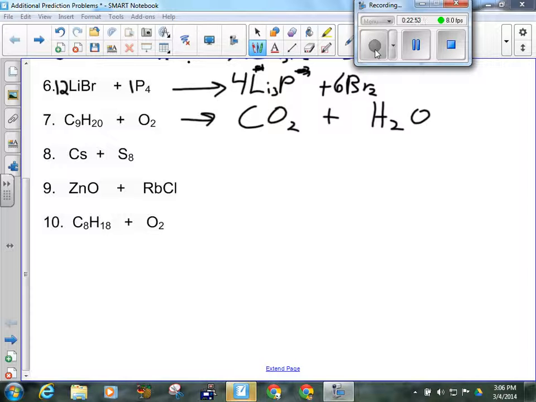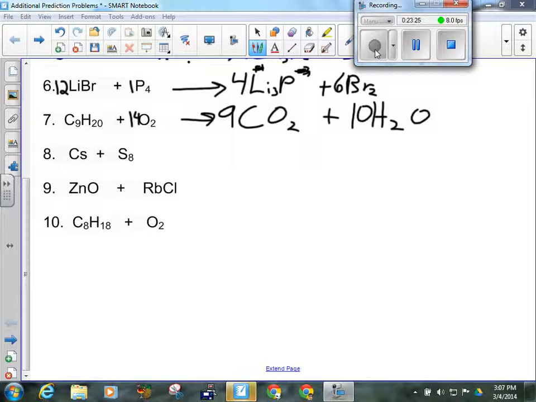Does the rule of 2 apply on this one? No. It's an odd number of carbons. I do not need the rule of 2 here. So C9, C9. H20, 10 times 2 is 20. Now I can balance my oxygens. 9 times 2 is 18 plus 10 more is 28. So 28 over 2 is 14. Does that one make sense to everybody?